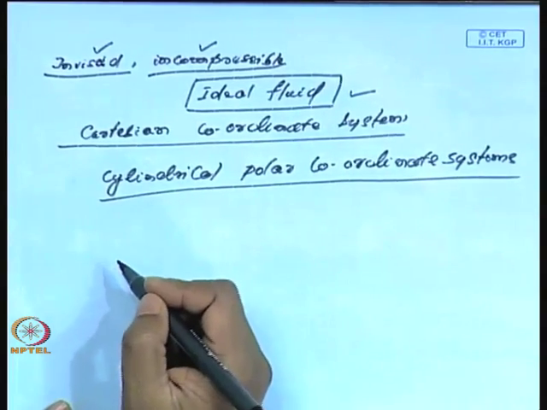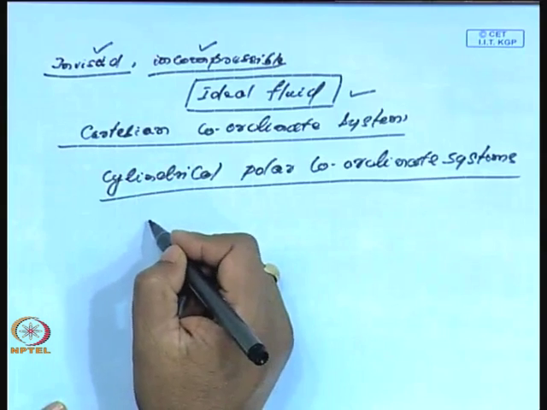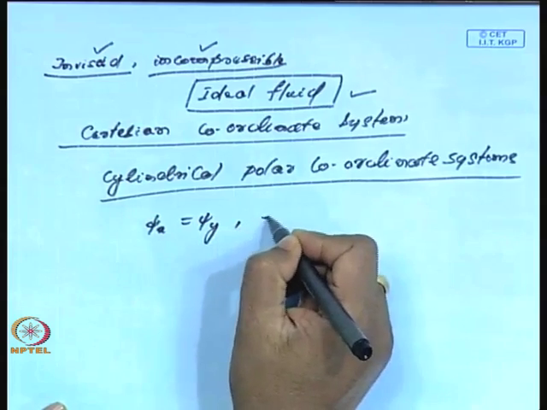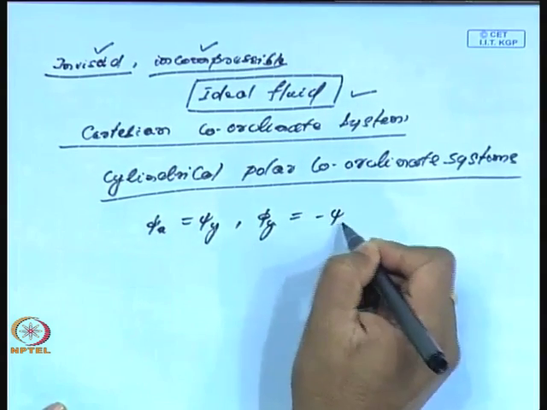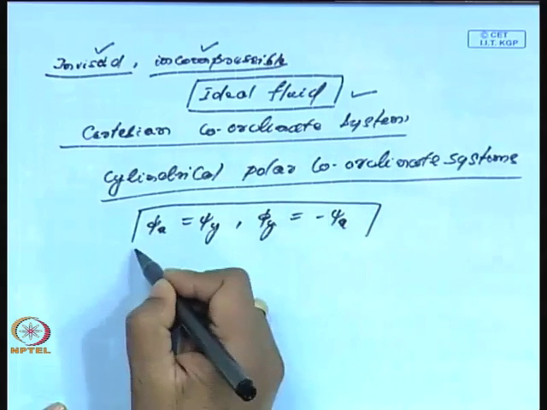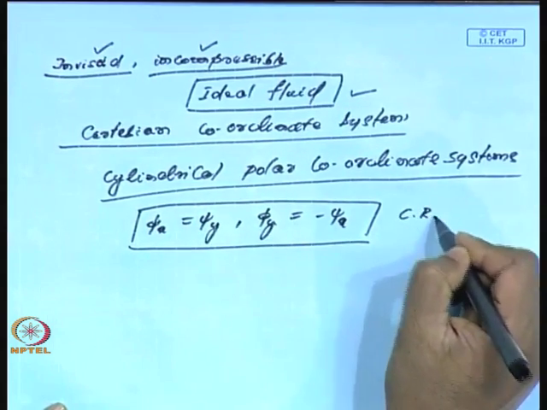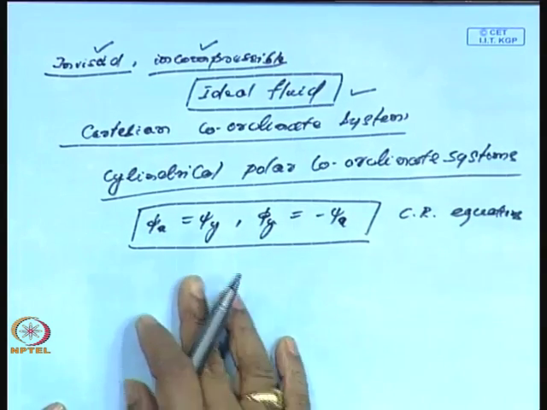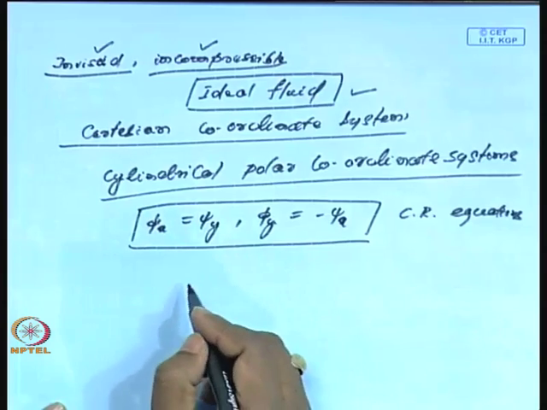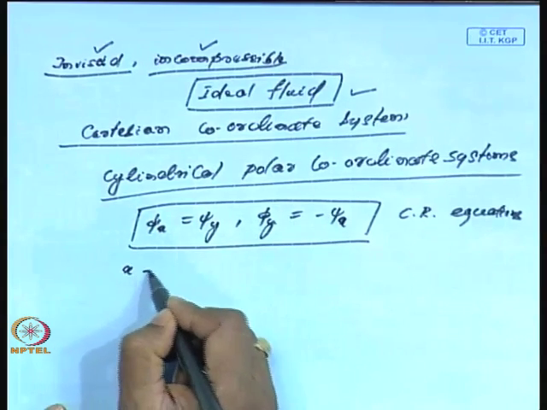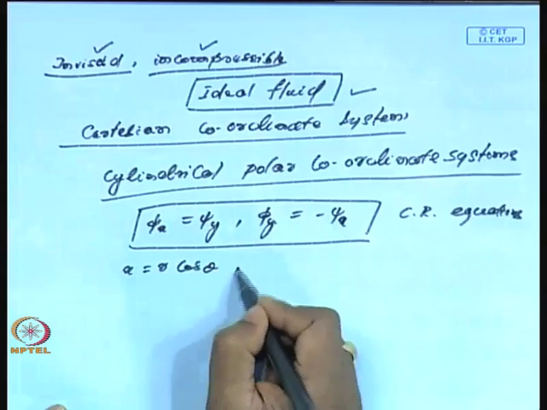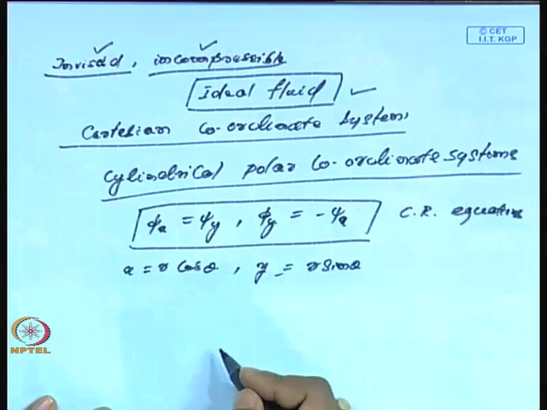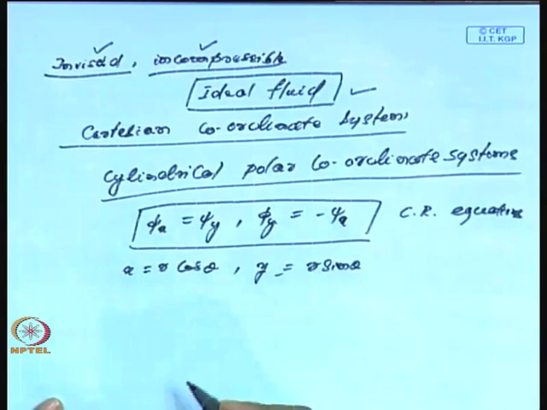However, I will just say what happens to a very important result, the relation phi x is equal to psi y and phi y is equal to minus psi x, what we call the Cauchy-Riemann equations, the relation between the stream function and the velocity potential. Suppose x is r cos theta and y is r sin theta. If I take this, what happens to these phi x, psi y and phi y?